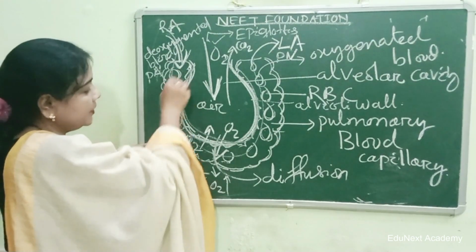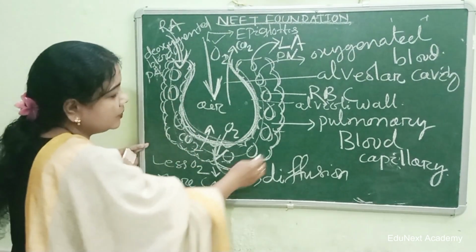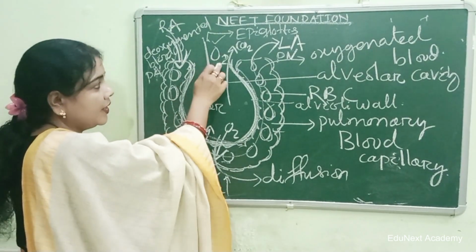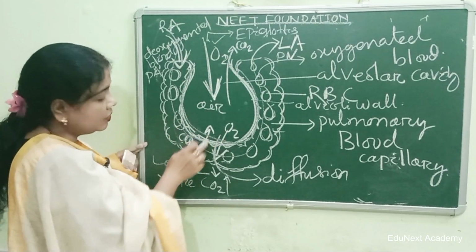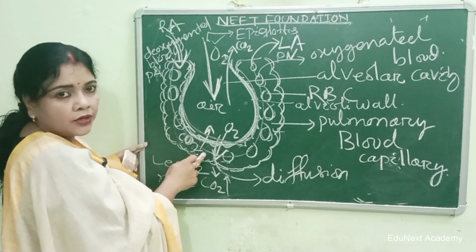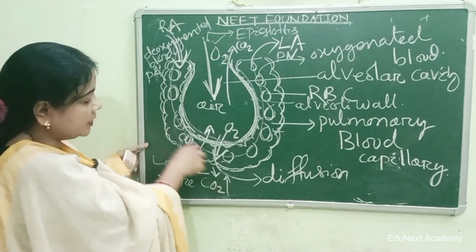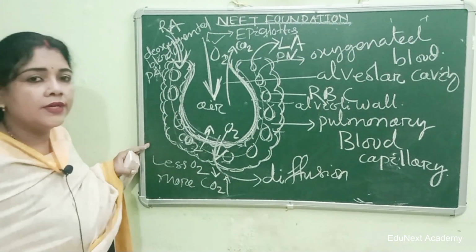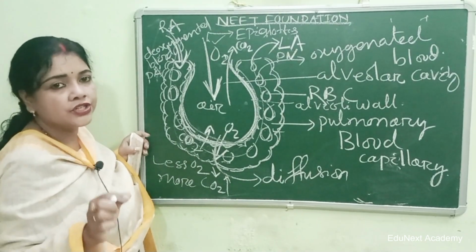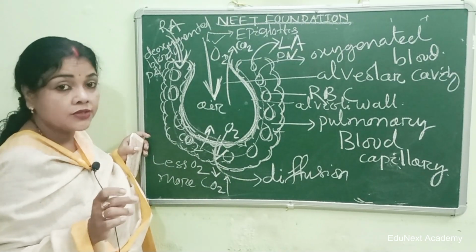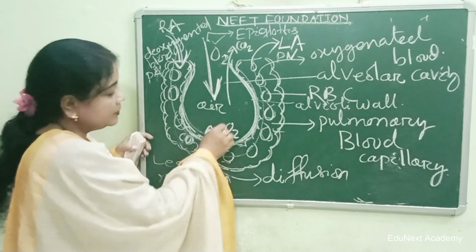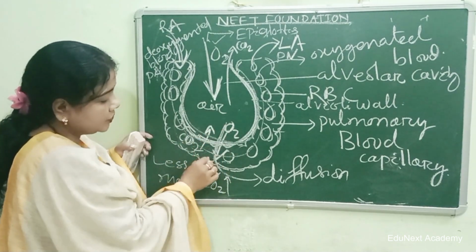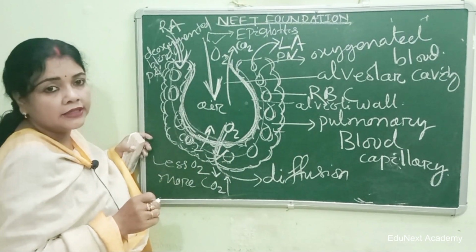Okay, so whenever the blood flows inside the capillary, the oxygen from the air, whose concentration is more as compared to the blood inside the capillary. So you know that gas molecules always diffuse from higher concentration to lower concentration. This is known as a gradient. So whenever that oxygen comes from the sac to the capillary, that is known as diffusion.